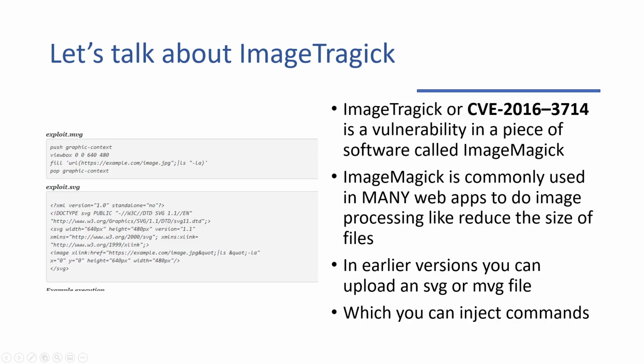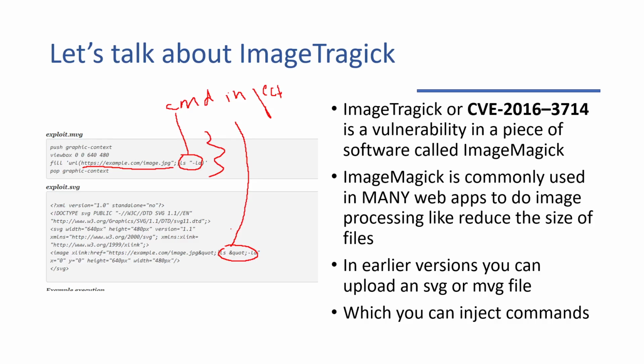So this is an example. This one here is our MVG file, and we can see here this is our valid, non-malicious code, but here is our command injection. And then we have the same here with these ones. This is also our command injection. This happens when the command line tool is processing this part here. When it makes this request to deal with the image URL, with this semicolon it will also run the next command. So that's ImageTragick.